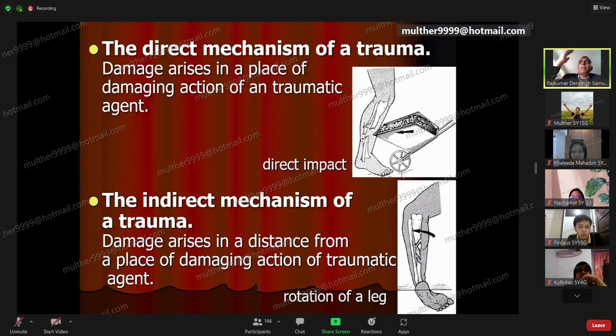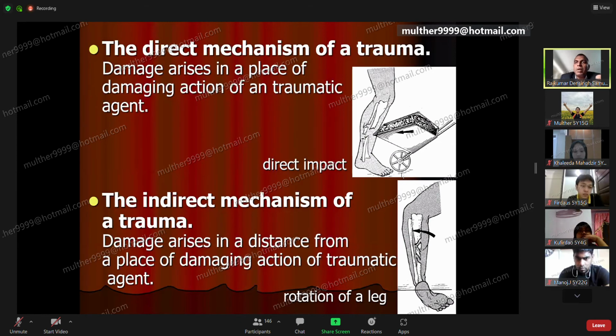You jump from height, landed on the sole of your foot, yeah, you landed on your foot, but you have dislocation of hip joint, maybe. Yeah, this is an indirect mechanism of trauma.